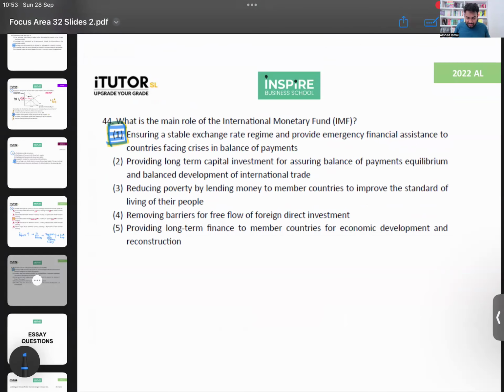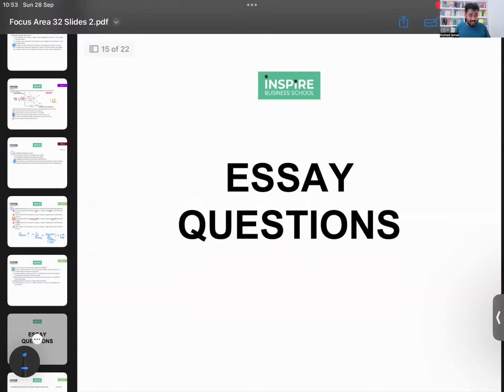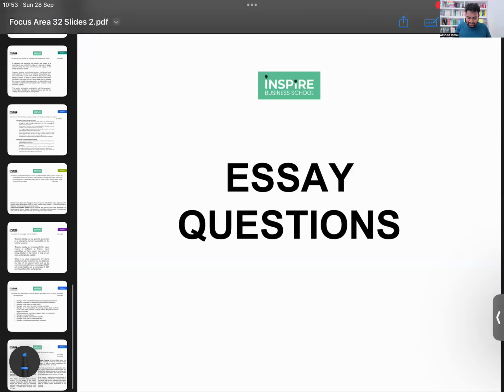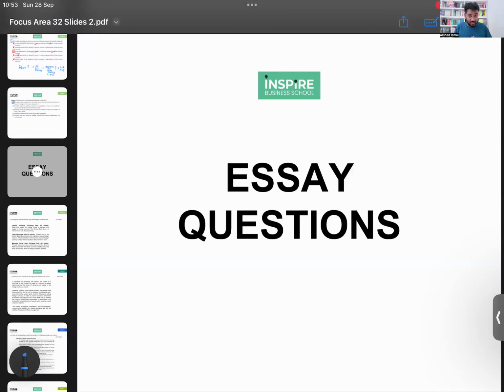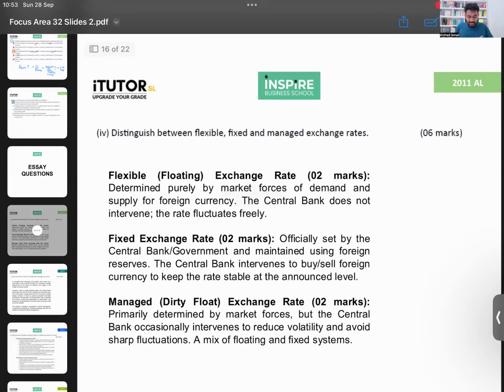Okay. Right. We'll then move into the essay questions. After the essay questions, we can take a break and then go to the other ones after. So going into the essay questions, there are not a lot. There are only around 7, 8 essay questions. We can do it. So coming into this, 2011 question number 8, subpart 4.